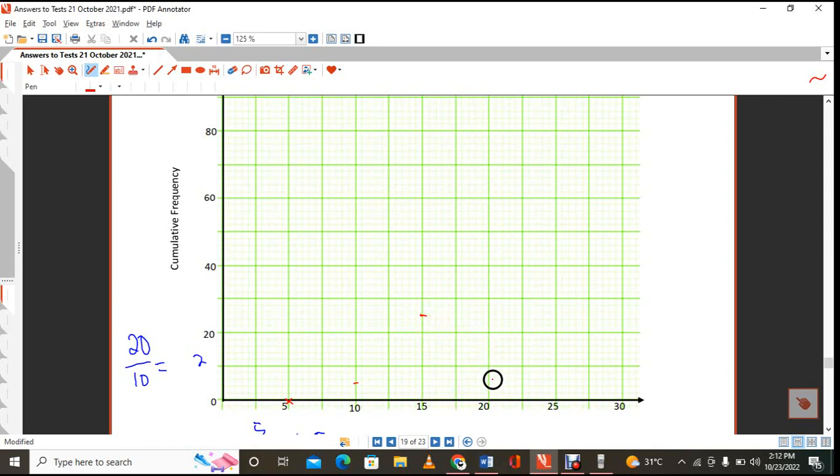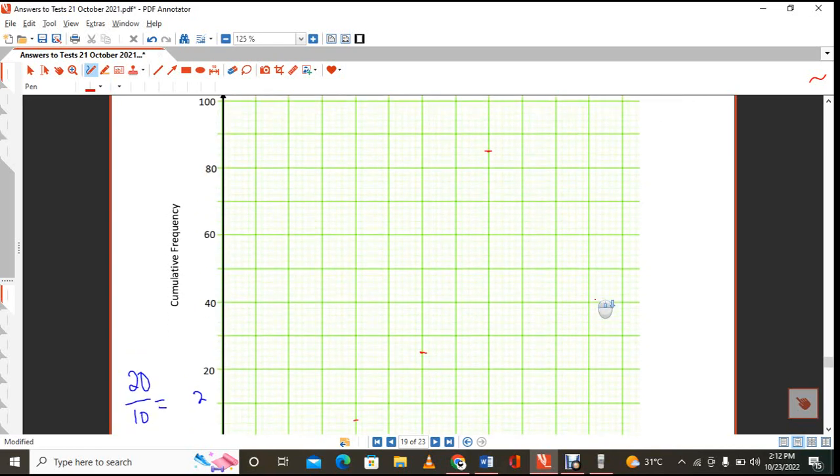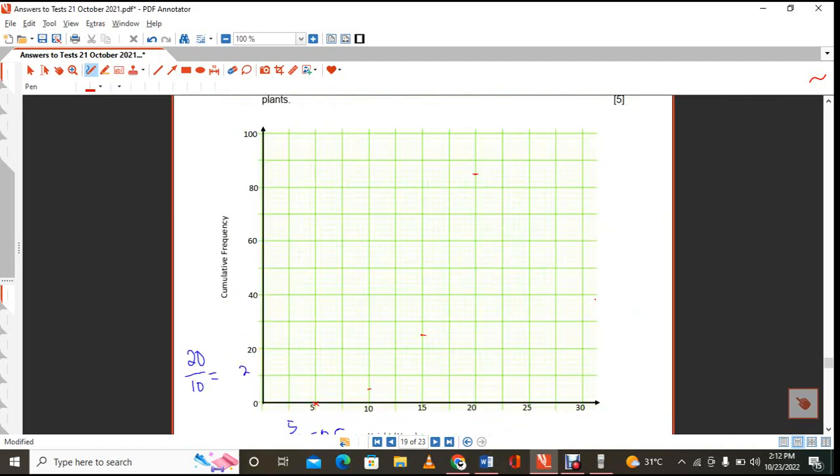Then 20 is 85. So 20 goes all the way. That's 80, 82, 84, 85. And we have another one of less than 30. Less than 30 is all the way up to 100. Make it a bit smaller so that it can get in there, but not too small. So 30 is going to be less than 100. That's where it needs to end.